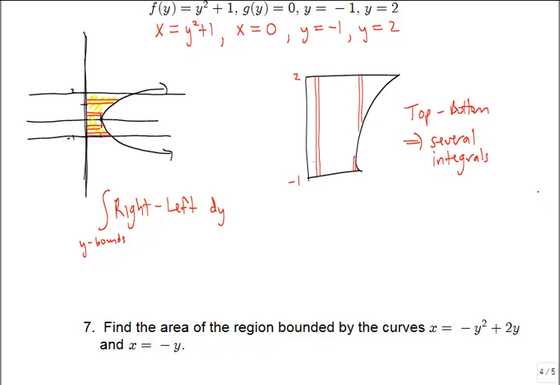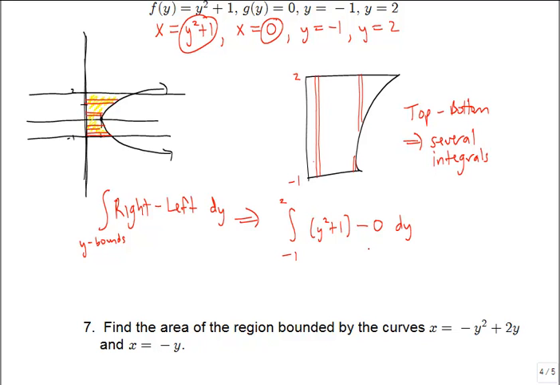So let's write out what this integral becomes. It's going to be negative 1 up to 2, and then the curve on the right was this parabola, which has as its equation or its formula y squared plus 1. So that's the right curve. And then I'm going to subtract from that the curve that's on the left, which was this y-axis, which is just x equals 0. So that's our dy integral, where we're thinking horizontally instead of vertically.